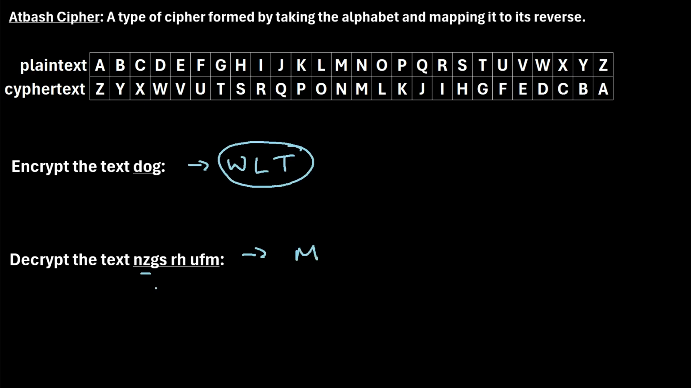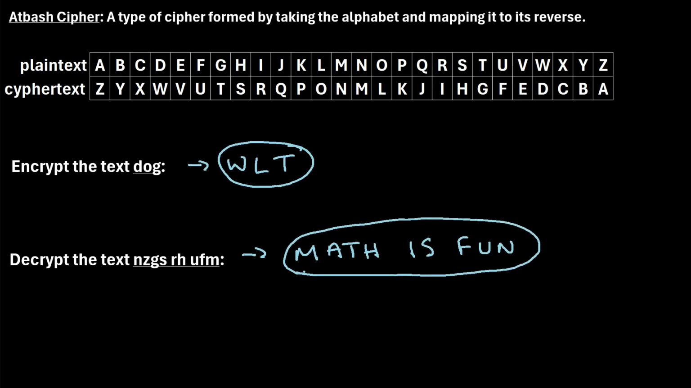Next is Z. So we can see that Z in the ciphertext maps to A. Next we'll do G. So we can see that G maps to the plain text of T. And then we can do S. So the ciphertext of S maps to the plain text of H. And we can repeat this process for all of the remaining letters. And we will find that the decrypted text is math is fun. So that is how you can use the Atbash cipher to encrypt and decrypt text.